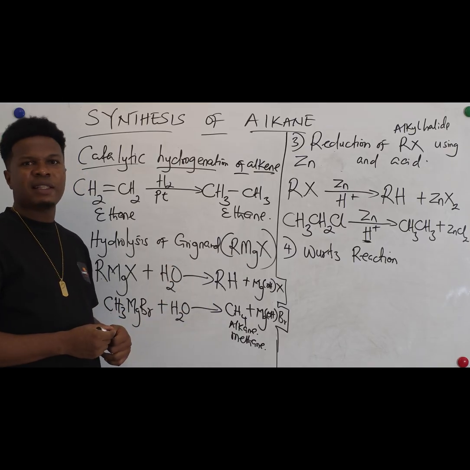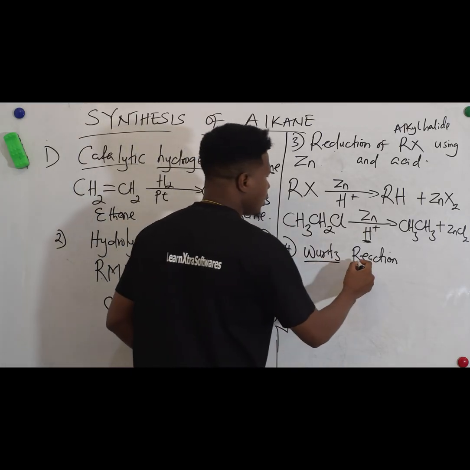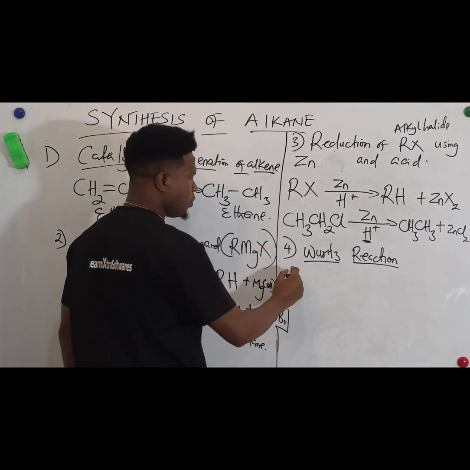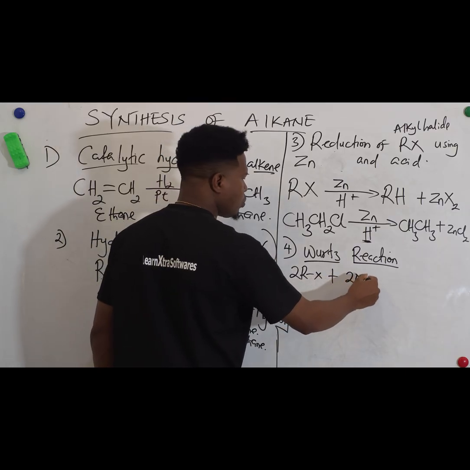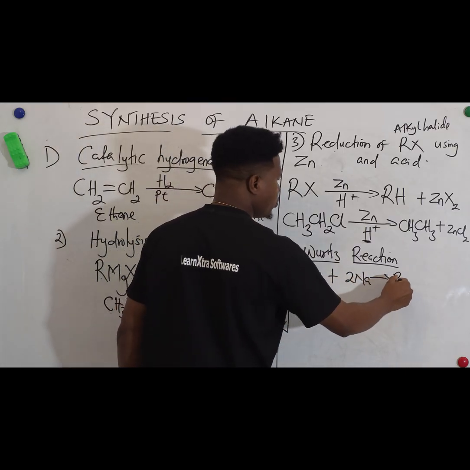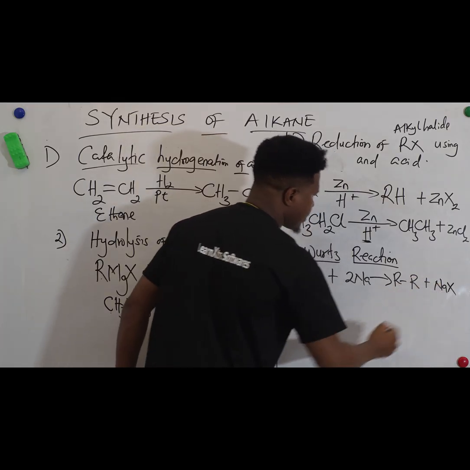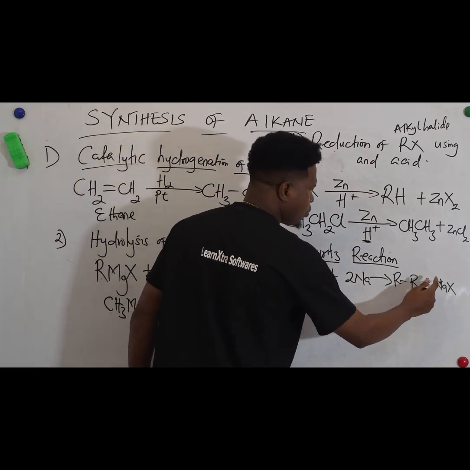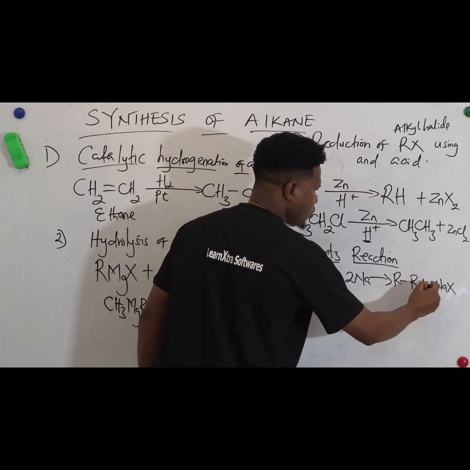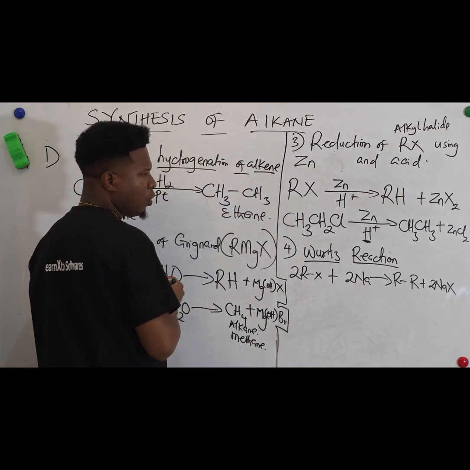The Wurtz reaction simply means treating an alkyl halide with sodium metal. Look at the equation that can help you remember this Wurtz reaction. We have 2RX plus 2Na to produce R-R plus 2NaX. To balance the equation, I'll have to put 2 here, 2 here, and 2 here. This is a balanced equation for the Wurtz reaction.